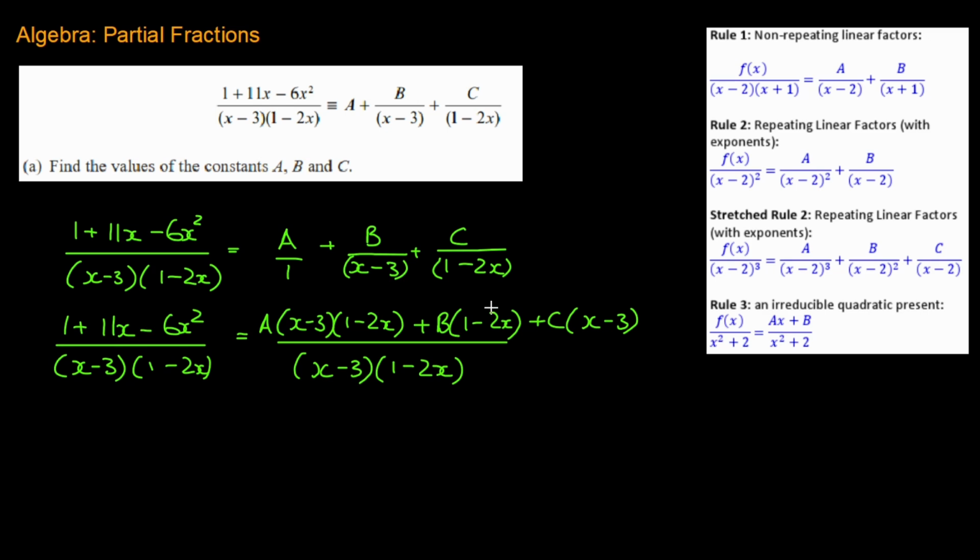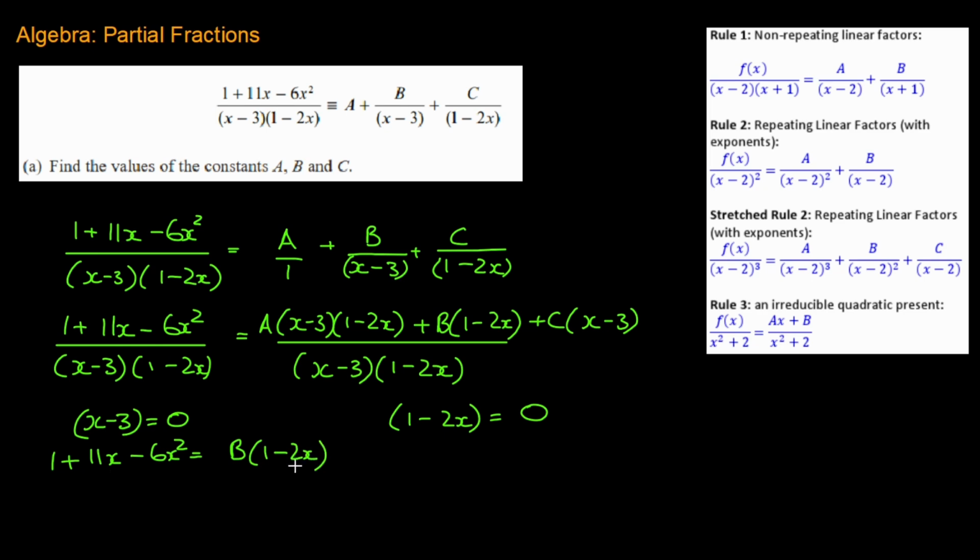So effectively now the numerators are equal to each other because the denominators are the same. And the trick again we're going to employ is we're going to substitute x minus 3 equals 0. And the other one we're going to do is 1 minus 2x equals 0. And I shall write the results below. If x minus 3 is equal to 0, I get 1 plus 11x minus 6x squared equals. Both the a and the c terms go to 0. So this is simply equal to b, 1 minus 2x.